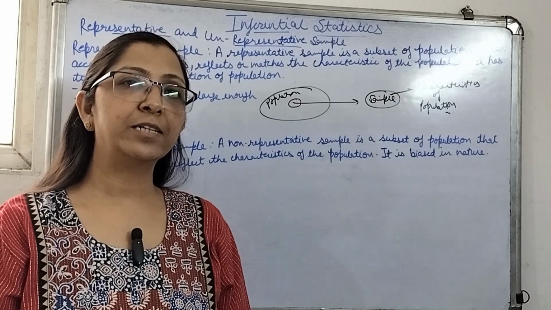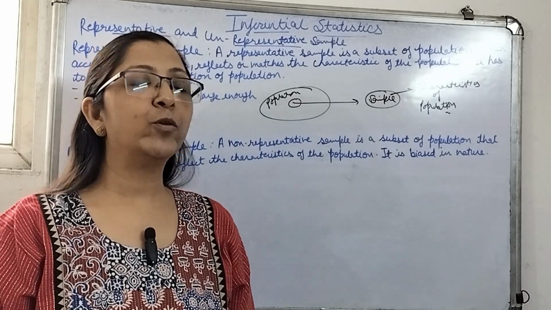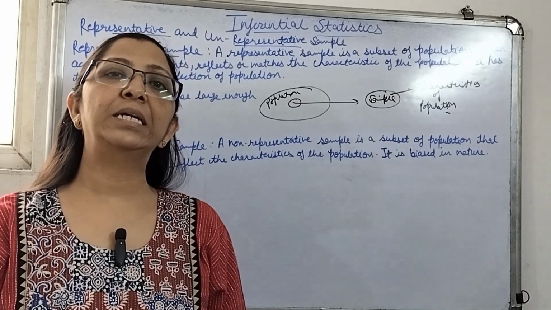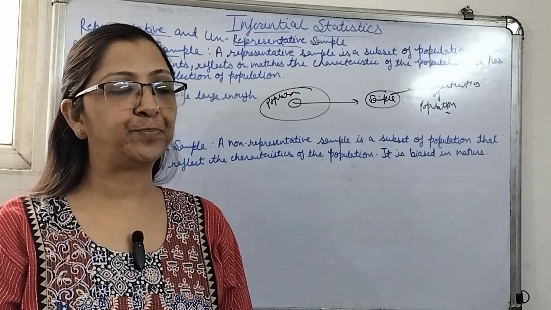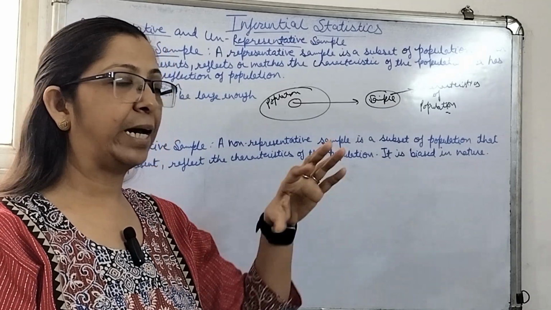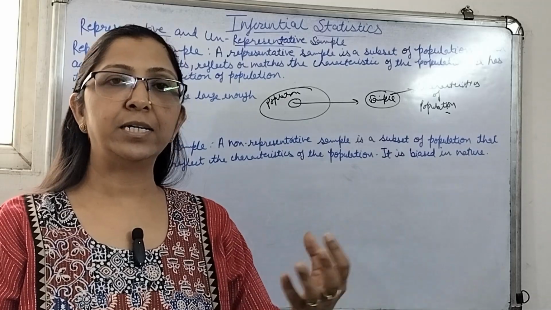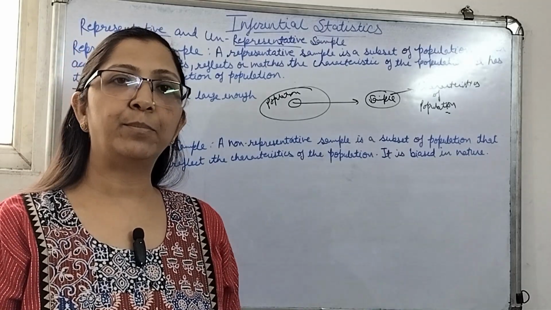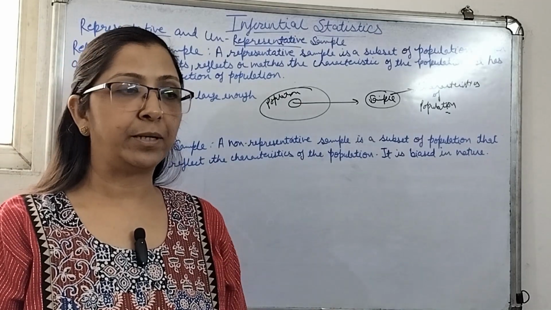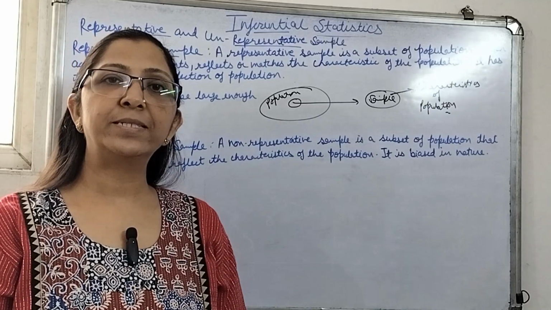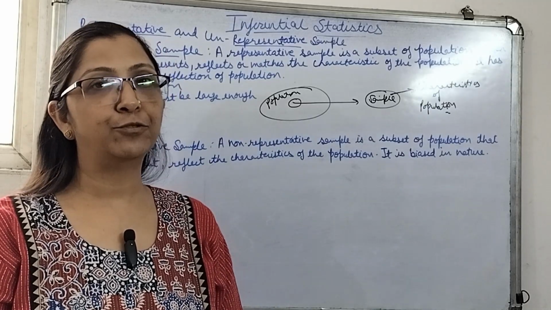Now how can we understand this? We're using an example. Suppose we want to know what is the most commonly eaten food in India. Now suppose I went to South India, and from there I have taken the sample and just asked the people. Most of the people over there said that dosa is the most commonly eaten food.